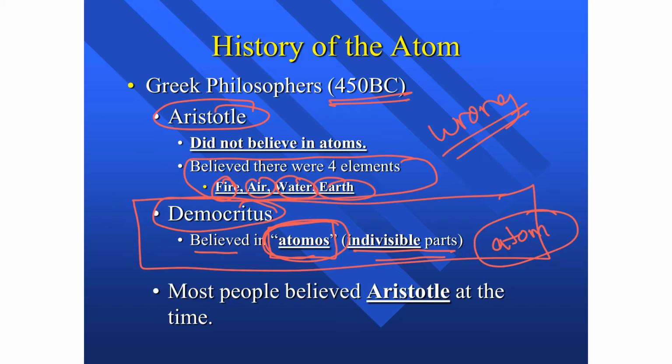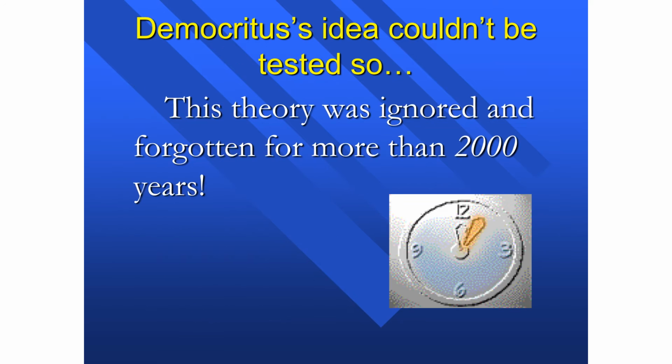But of course, Aristotle was way more famous. But as I said, he was wrong. But Democritus was a philosopher. He was not a scientist, and so his theory couldn't be tested. He just had an idea, and it was forgotten for more than 2,000 years.